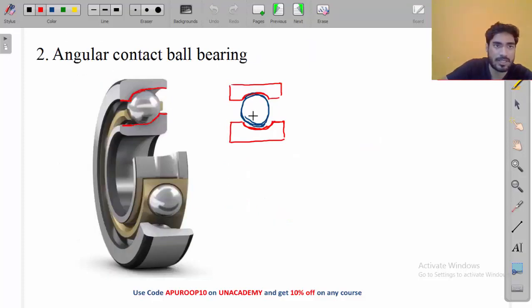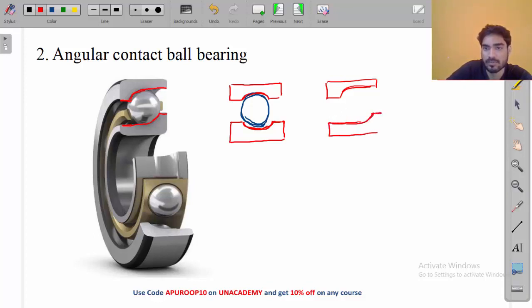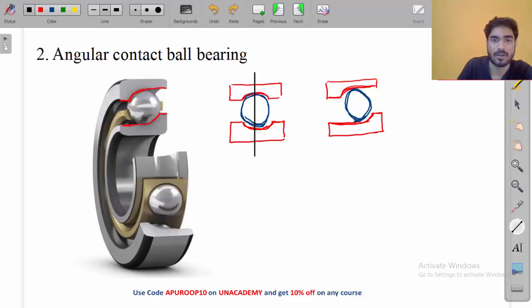But in case of an angular contact bearing, the groove is cut like this. Now, why is the groove cut like this? Because when you place the ball here, then look at the axis, my friend. Here the axis will be like this, the contact will be like this. But here the contact will be like this, angular contact.